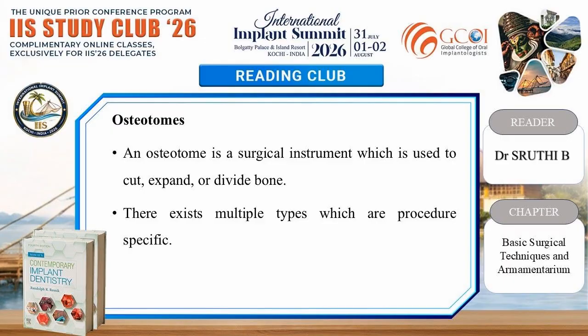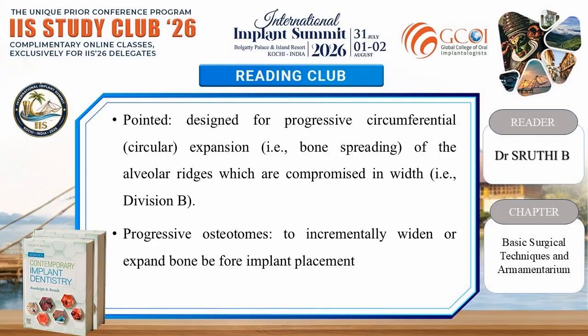Osteotomes. An osteotome is a surgical instrument which is used to cut, expand or divide bone. There exist multiple types which are procedure specific. Pointed. It is designed for progressive circumferential or circular expansion, that is bone spreading of the alveolar ridges which are compromised in width, that is division B. Progressive osteotomes, to incrementally widen or expand bone before implant placement.